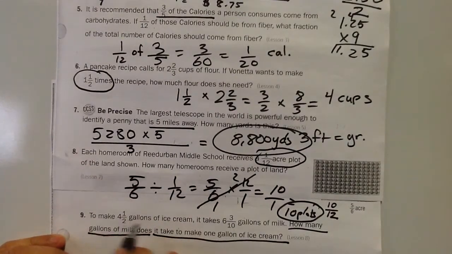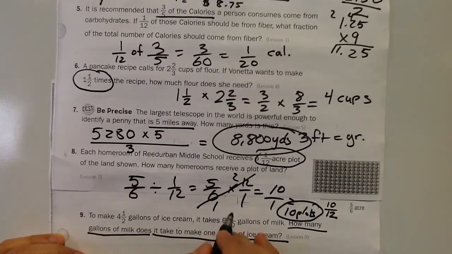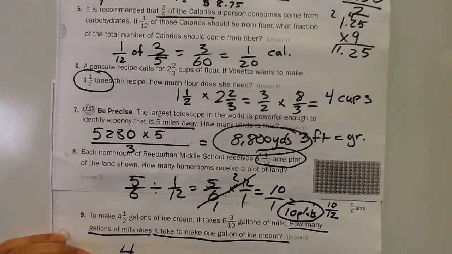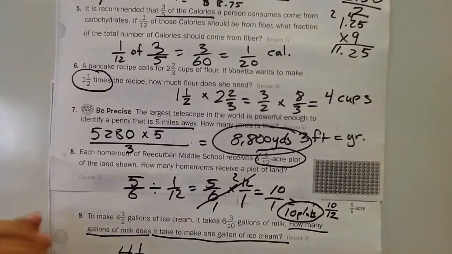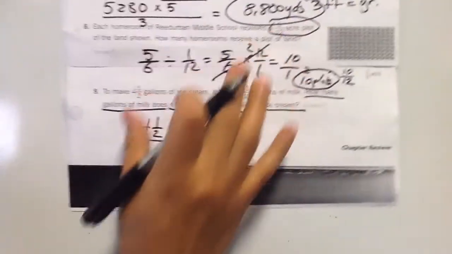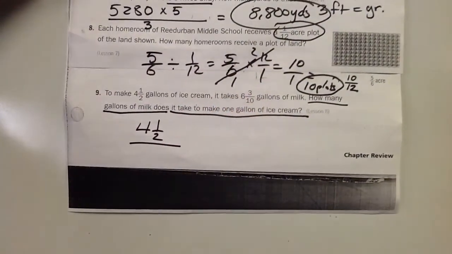To make 4.5 gallons of ice cream, it takes 6 3/10 gallons of milk. Okay? How many gallons of milk does it take to make 1 gallon of ice cream? So here's what it's saying. It's saying that we have to make 4.5, for every 4.5 gallons. Uh-oh, I'm not on the screen. Get back on the screen. Uh-oh. I'm going to try to hold it.